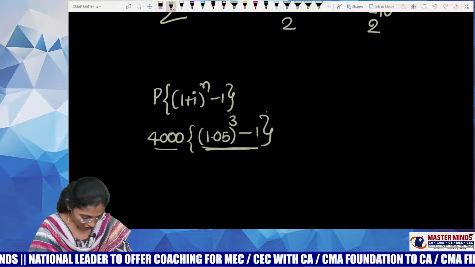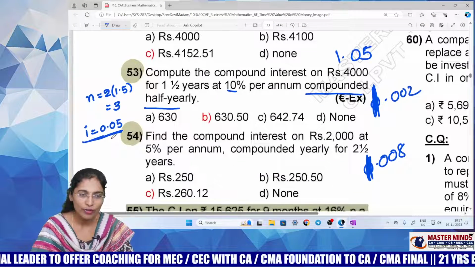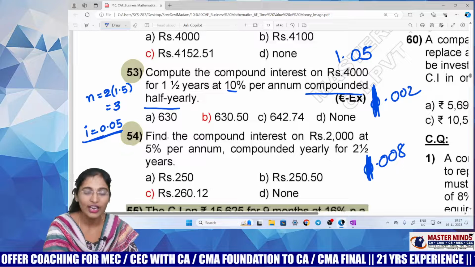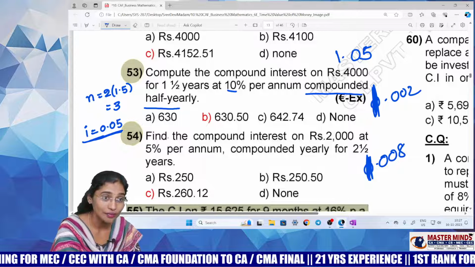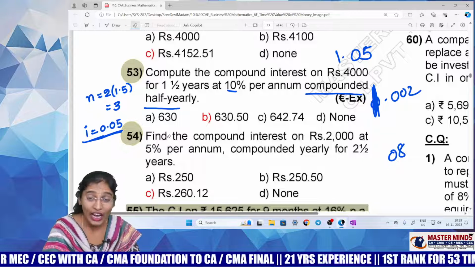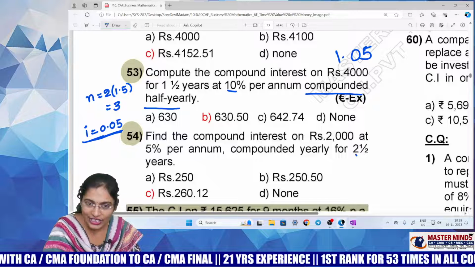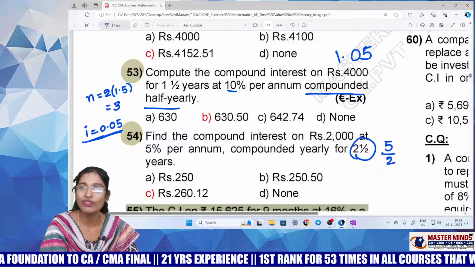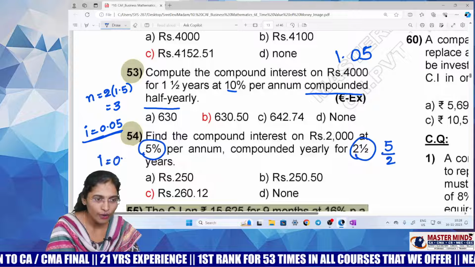Okay, so now let me show you the next question of mine. The next question is question number 54. Compute the compound interest on 2000 at 5% per annum compounded yearly for 2.5 years. Guys, 2.5 means how much? 5/2, no? Just round it and write it as 5/2. Number of years is 5/2. Rate of interest 5%, I equal to 0.05.